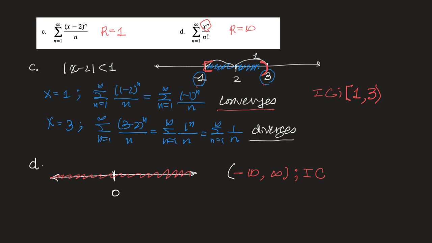So now you understand how to find the radius of convergence and how to find the interval of convergence. You have to make sure to use the ratio test to find the radius of convergence. Then you check the endpoints to find the interval of convergence.